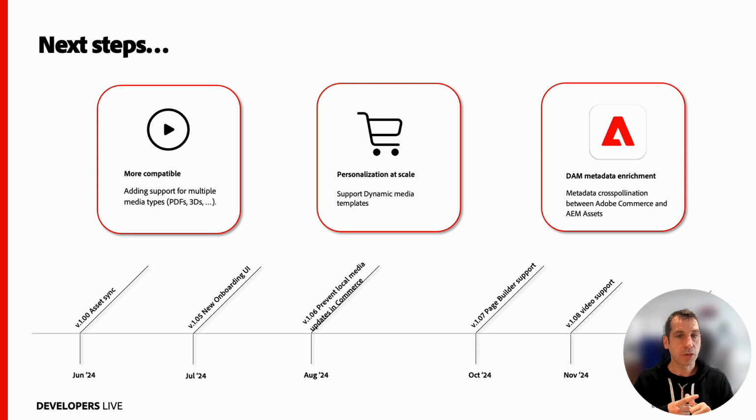First, adding compatibility for additional media types like PDF files or 3D files. Second, personalization at scale will allow commerce to target specific image variations to the customers based on their preferences and shopping experience. And finally, the metadata enrichment will generate metadata cross-pollination between Adobe Commerce and IAM assets, using the interaction data generated in Commerce in relation to the images synced and bringing this data into IAM assets.